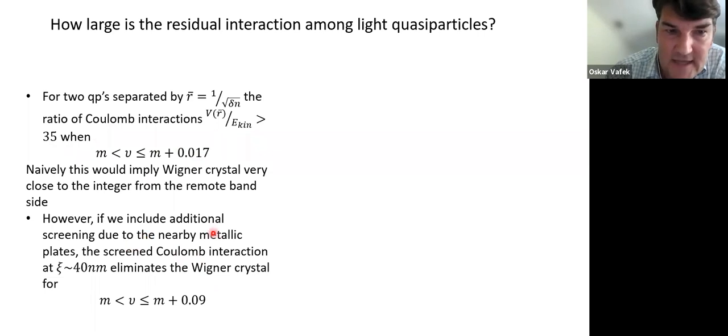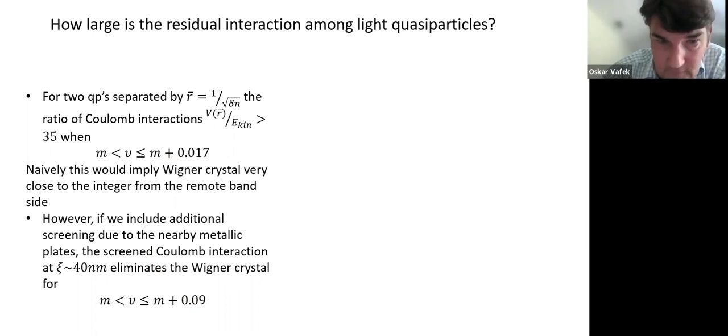However, if we include the additional screening due to the nearby metallic plates, with, let's say, the plates separated by 40 nanometers, then you see that at very low doping relative to the integer, the 1/r tail of the Coulomb interaction is cut off. Then we would be getting back to the Fermi liquid, and that happens in a range of doping which is larger than this range. In other words, the Wigner crystal would get wiped out by the gates.